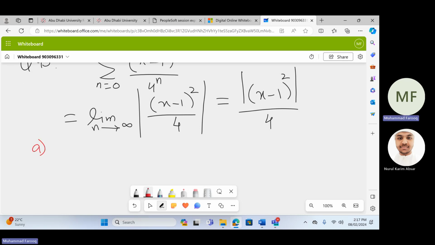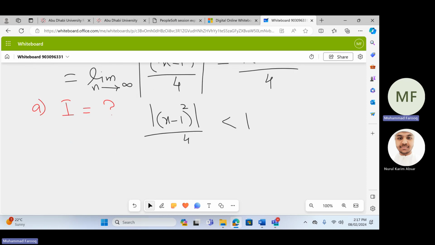For part A, we need this capital I, the interval of convergence. We know very well that for convergence, the answer should be less than 1. So the absolute value of x minus 1 square divided by 4 should be less than 1.